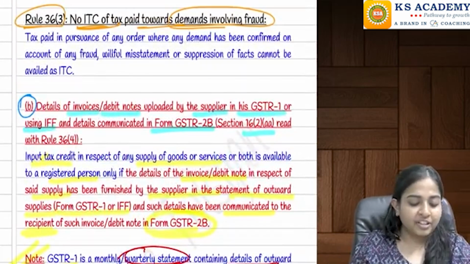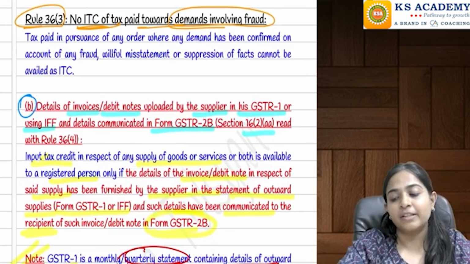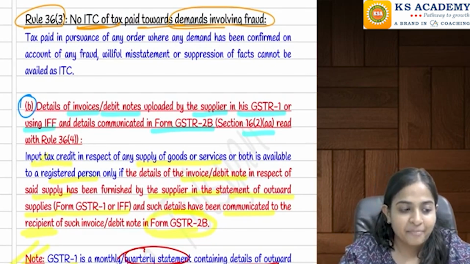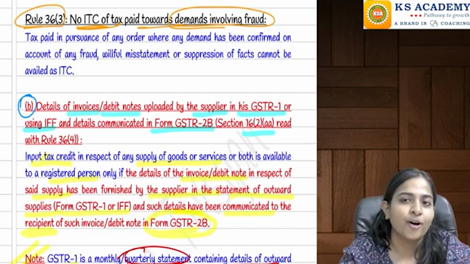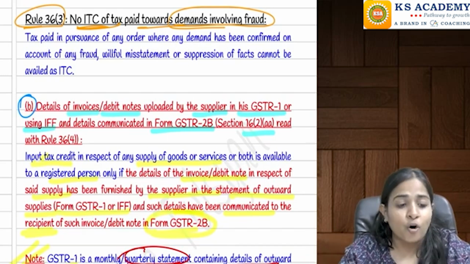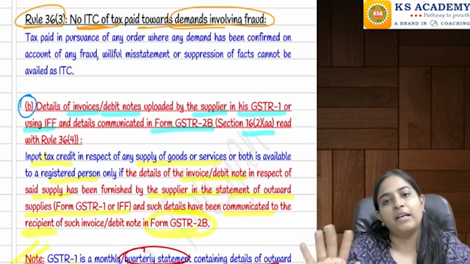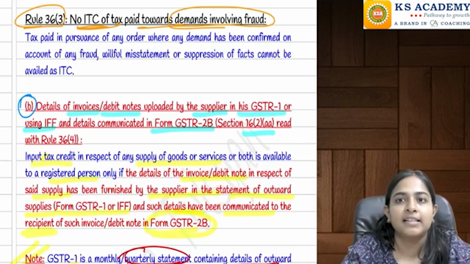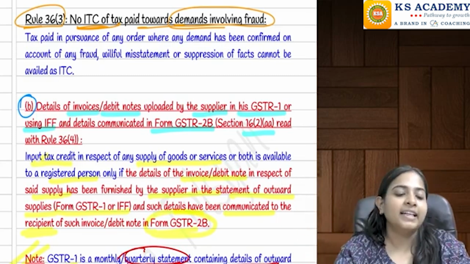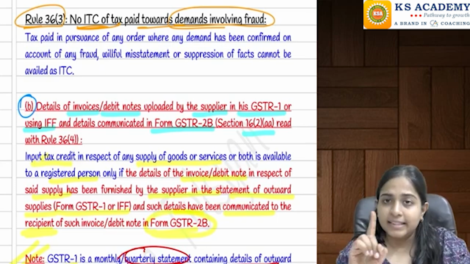Then another thing was, suppose there was any fraud done, and we paid some taxes because of it. Means now we got caught and we paid some taxes because of fraud, misstatement, or purposely suppressing some particular facts. Then whatever tax we paid to the government, if we ask the government, sir, can we take the credit of the same, the government will say no. Then in that case there will be no ITC available, right? This was the first condition.